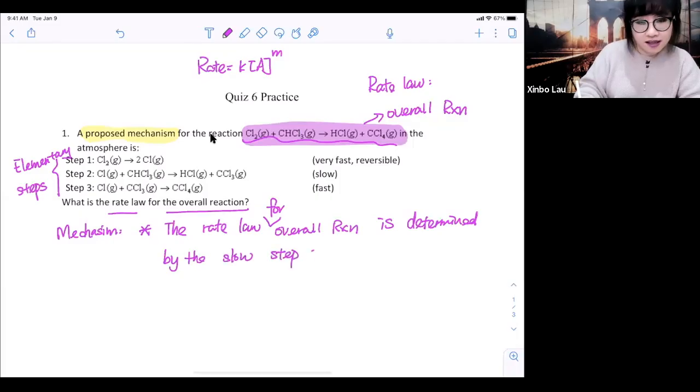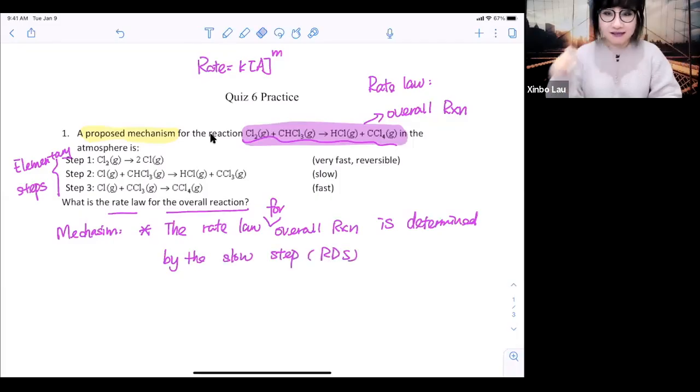We also call it, I saw people typing it, RDS, rate determining step. During quizzes or exams, if I just use the abbreviation RDS, we should all know what that represents. It's not a typo. It's the rate determining step, which refers to the slowest step. That's the bottleneck.